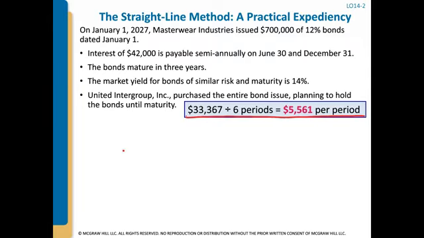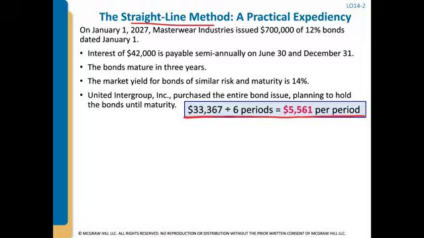In a previous video, we saw how it was amortized using the effective interest rate method. Another way to amortize the discount, or it could be a premium, on the bond is using the straight line method. And this is a lot more straightforward than the effective interest rate method.